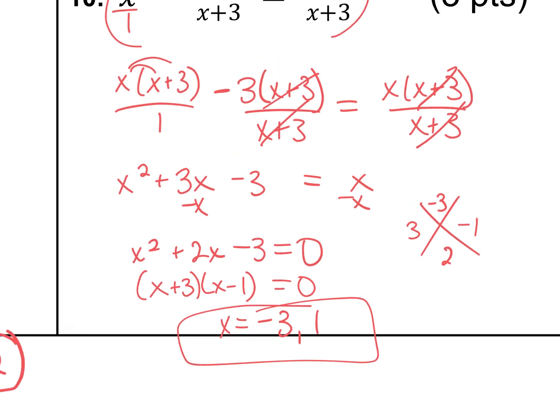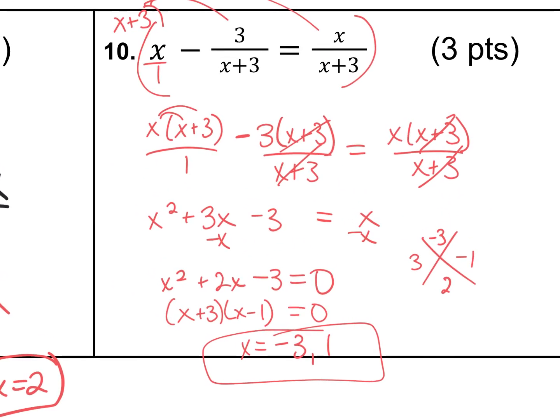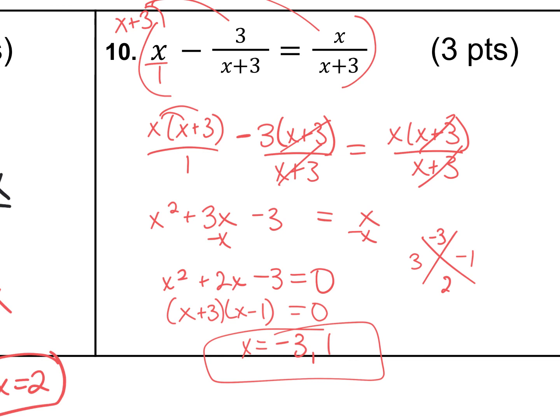But hold up. Go plug both of them back in individually. Can negative 3 work? Why? Why will that not work? What's negative 3 plus 3? It's 0. That doesn't work. Does 1 work? Yes, so this one technically does have a solution. Don't put no solution, because there's still one left that works. Okay? All right.